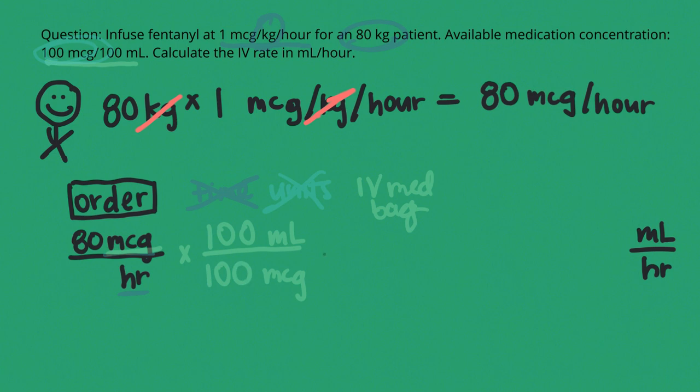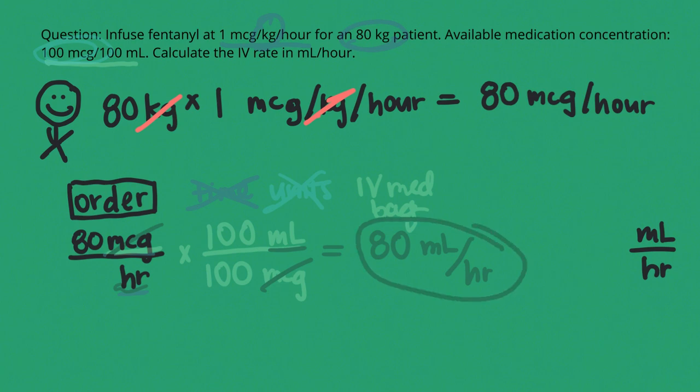So when we take this and do the math, we are going to get 80 times 100, that's 8,000 divided by 100. The 100s cancel, the micrograms cancel, and we're left with milliliters per hour. Our final answer is going to be 80 milliliters per hour. And that's what we're going to run our order at.